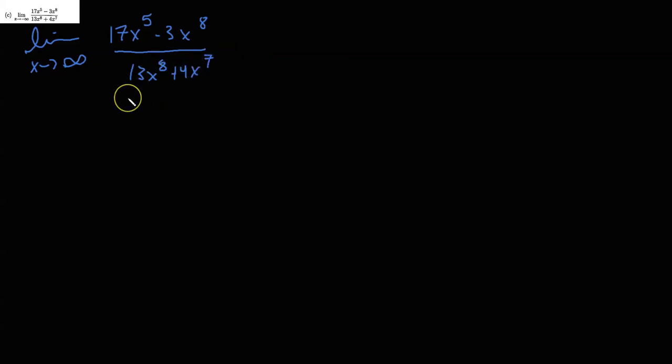Alright, question C, saying that the limit as x approaches infinity of 17x to the power 5 minus 3x to the 8. I'm going to show you two ways to do this, because in case you forget one. This is a limit as x approaches negative infinity. So the two ways to do this: number one, compare degrees of each polynomial.